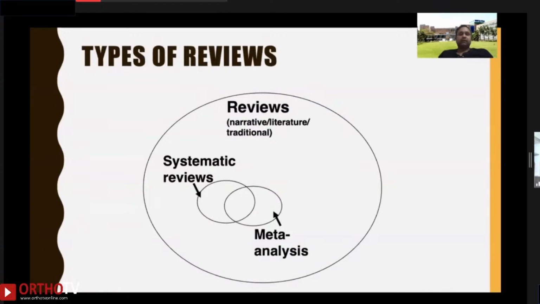We know that there are two major types of reviews we usually see in the literature. They are the narrative reviews, which we call the traditional reviews, and then there are systematic reviews, and meta-analysis overlaps quite a little bit with systematic reviews, with the extra addition of statistical analysis.